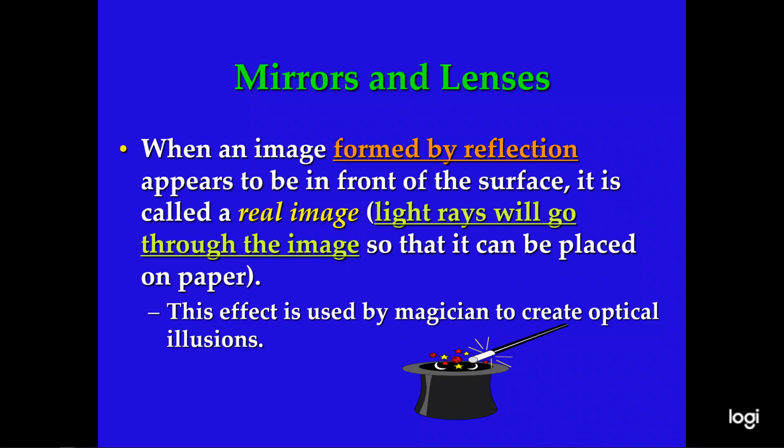When you form an image by reflection and the image appears to be in front of the surface, we call it a real image. The rays will actually go through the image, and you can project that image on a screen. And this effect is used by magicians to create optical illusions.